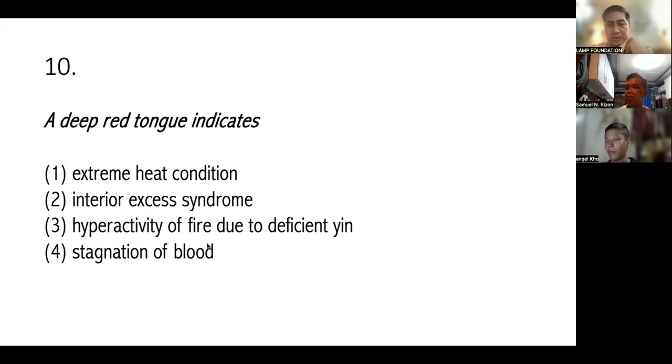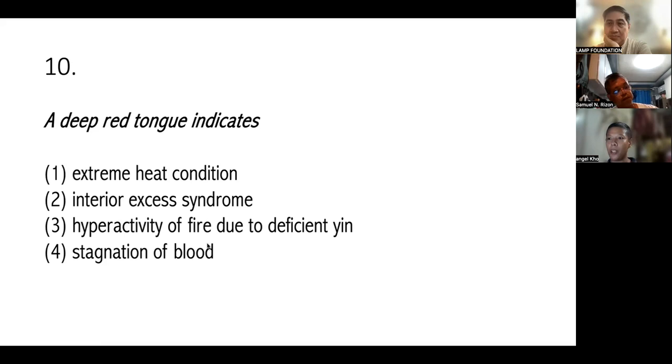Ano ang normal relationship ng kidney and heart? Kidney and heart po, Doc, di ba yung kidney yin niya, siya yung nagbabalanse kay heart na water and fire. Siya yung nagpapalamig kay heart. So kapag nagka-problema kay kidney yin, si heart magiging fire na siya, kasi kulang na yung pagpapalamig niya. Okay. Paano naman yung mga malalapad yung tongue, maputla? What happened there? Malalapad yung tongue at maputla.